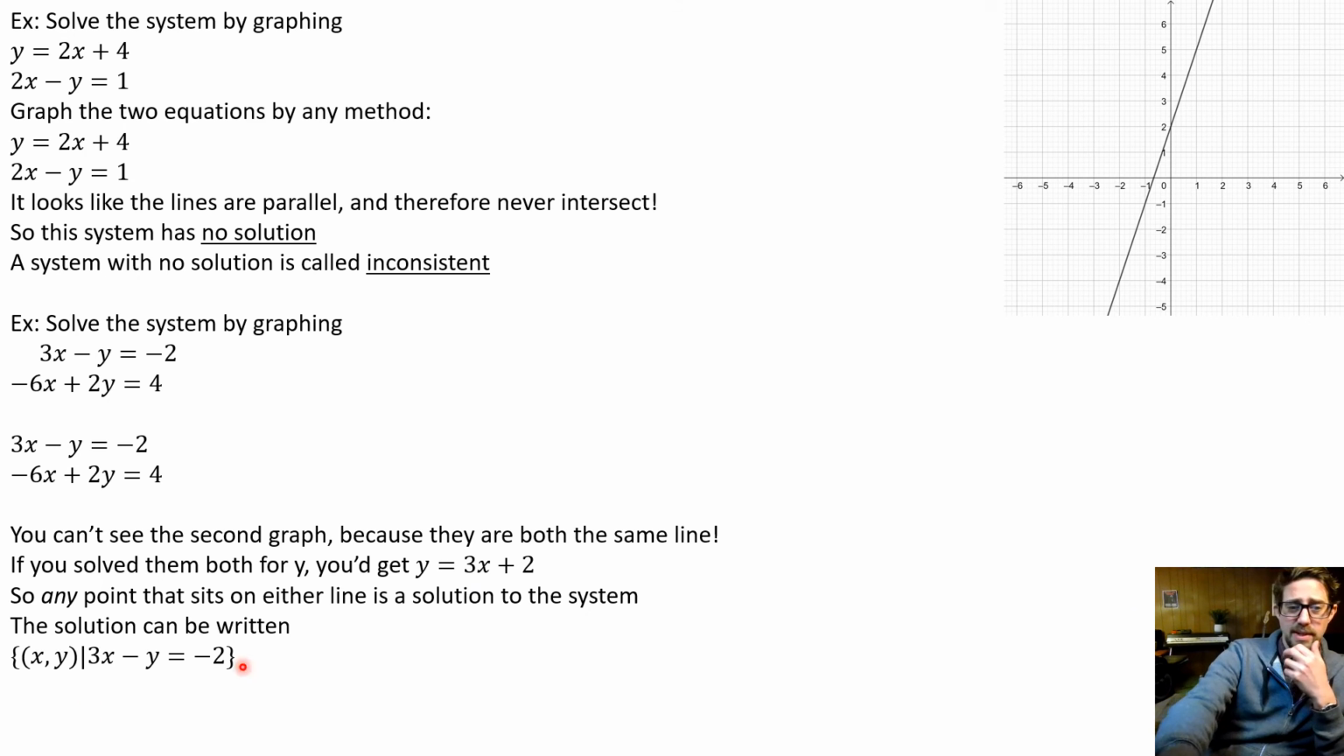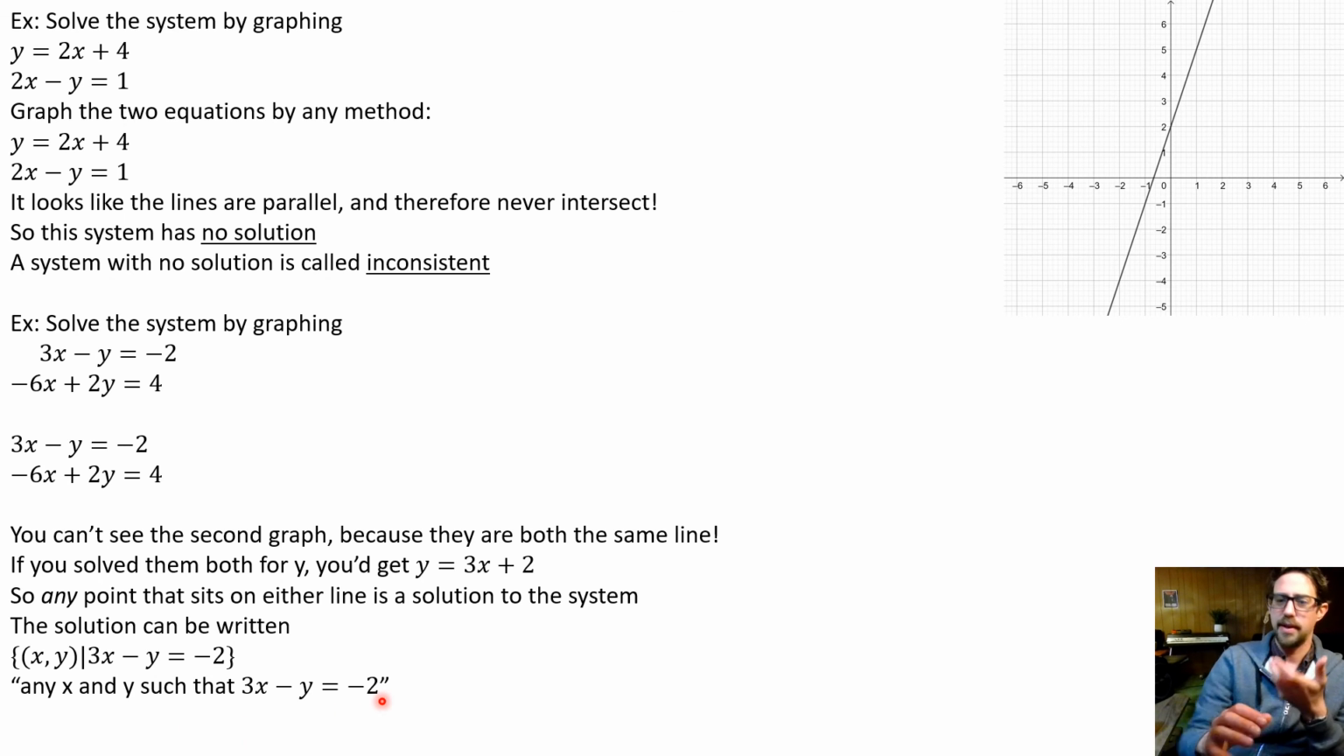Okay, so that's the new thing. Your book, I think, talked about this back when we talked about sets and inequalities. I kind of skipped it because we really didn't need it then, but we kind of need it now and going forward. So this is the way you say that out loud: any x and y such that 3x minus y equals -2. Your solution is a set. It's an infinite set of pairs of numbers. So you just have to specify what form those pairs of numbers take, and that's it.